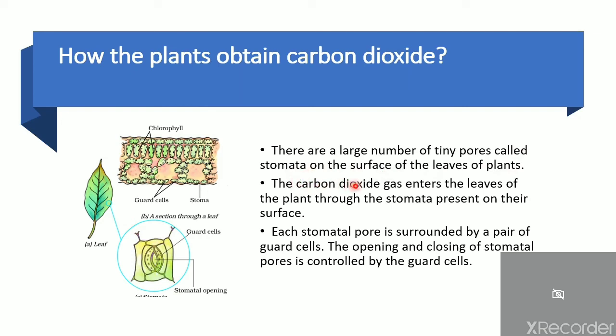So carbon dioxide, which is present in the atmosphere, enters the leaves of the plant through these stomata, which are present on the under surface of the leaf. Each stomatal pore is surrounded by what? By a pair of guard cells. Yes, and these guard cells control the opening and the closing of these pores when required. It cannot remain open throughout the day, because that will lead to what? To the loss of water, and the plant may wither, dry, or die. So according to the requirement, they open as well as close.